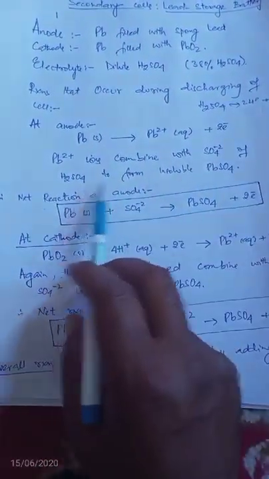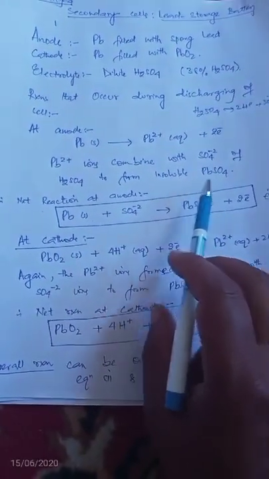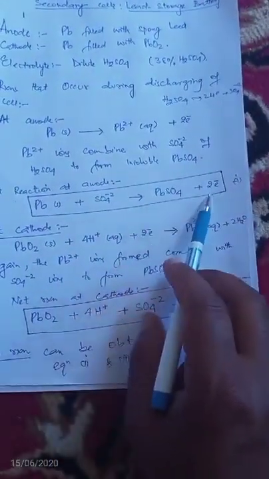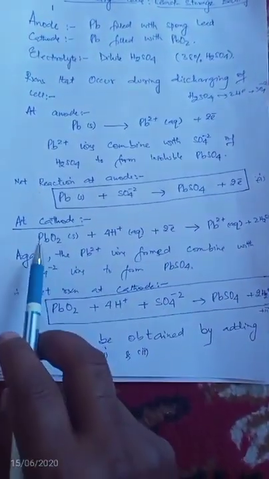So the lead 2 plus ions combine with sulfate ions of sulfuric acid to form insoluble lead sulfate. These stick to the electrodes. So net reaction at anode would be written as lead combines with sulfate ions, gives lead sulfate plus 2 electrons. So this is loss of electrons.